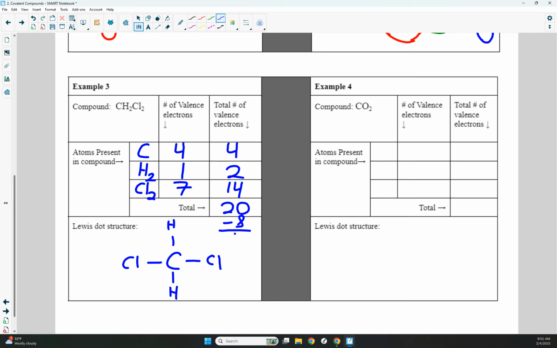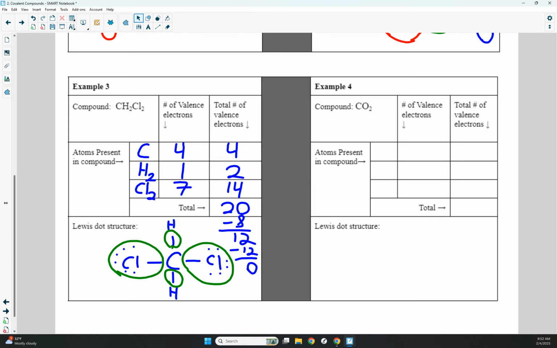So that leaves me with 12 valence electrons to work with, and I'm going to add 6 to each chlorine to complete their octets, and that uses up all my electrons, which is fine because now as part of step 4, when we look at each atom, we will see that they are all happy. Both of the chlorines have 8 electrons and both of the hydrogens have 2 electrons. So we don't need to use step 5 in the case of example 3 here. Example 4, let's check it out.